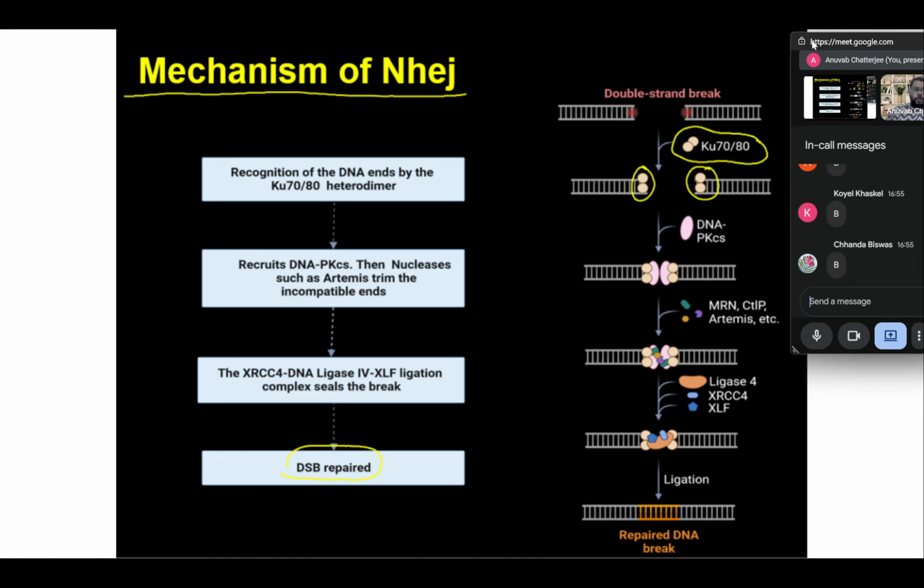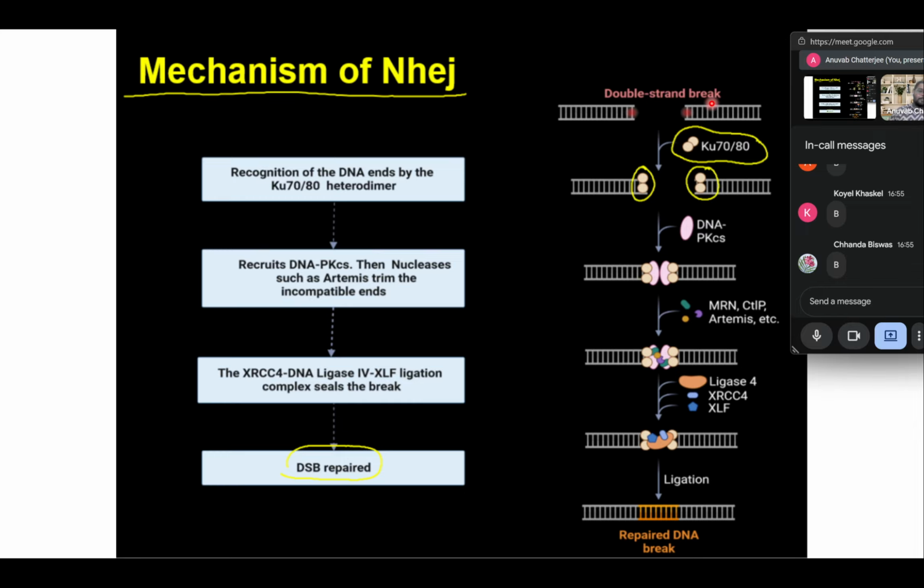So in case of non-homologous end joining, you have double-stranded breaks on two ends. First, the heterodimer Ku70/80 comes and stabilizes these two ends. This recruits DNA-PKcs and then nucleases such as Artemis, and they trim the DNA till you have two compatible ends. The compatible ends could be blunt ends, and then a ligase complex comes in and essentially joins the two ends together to form a repaired DNA break. So it is a pretty fast process, and if there is only a clean break between the two strands of the DNA, this is the best process that you can use.